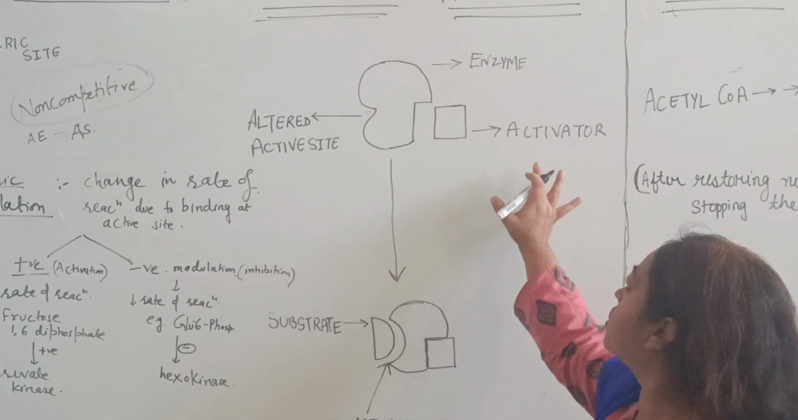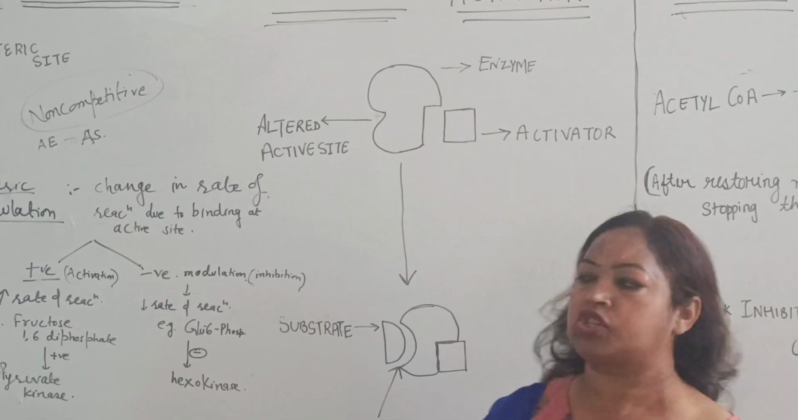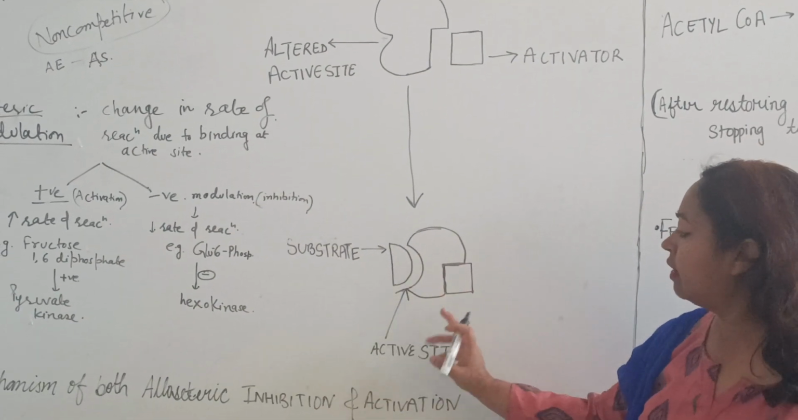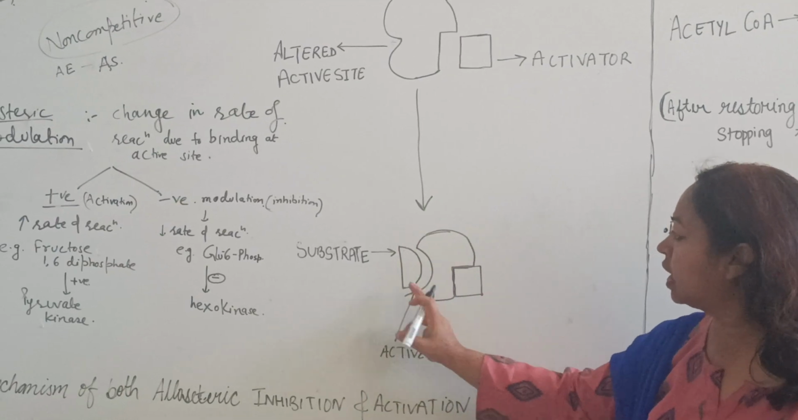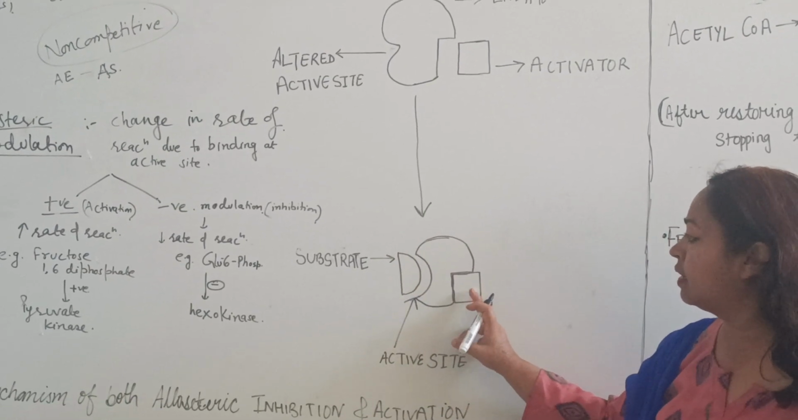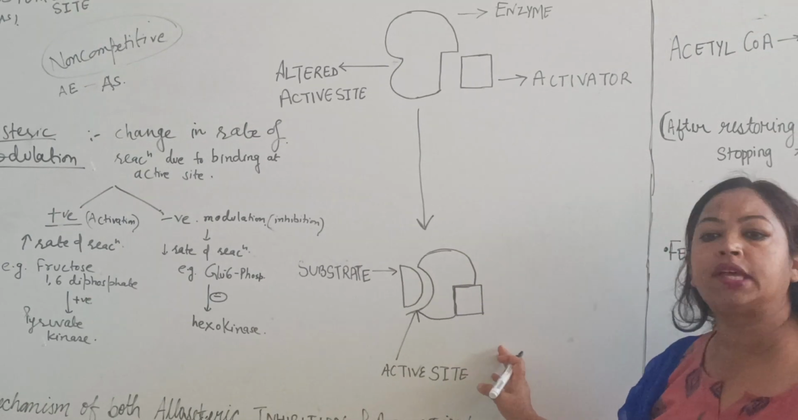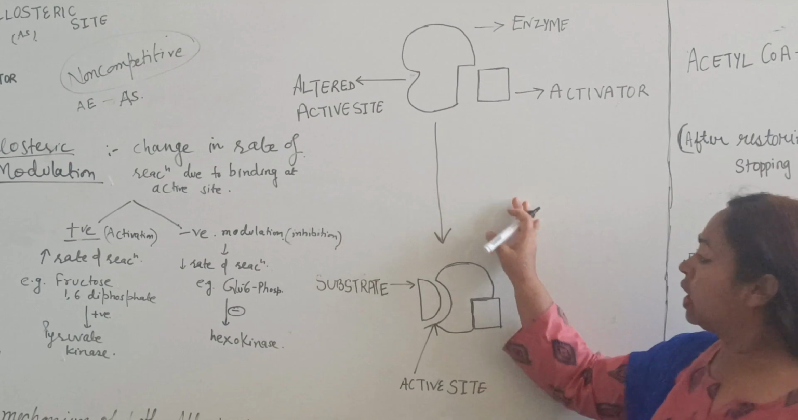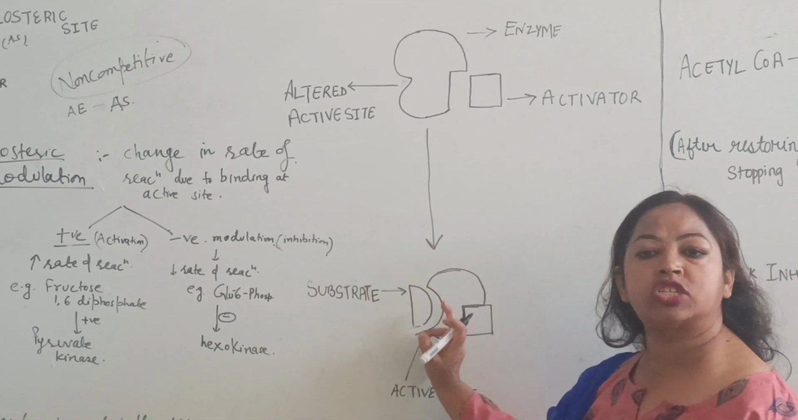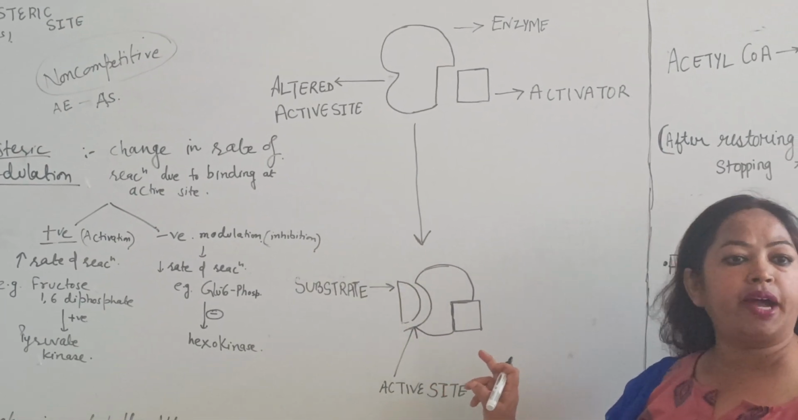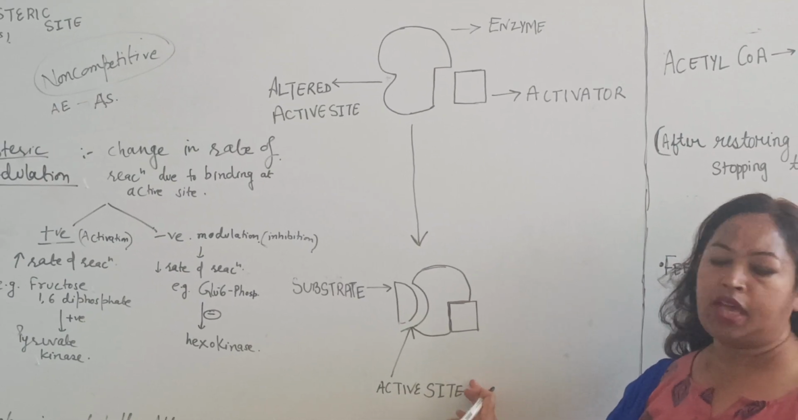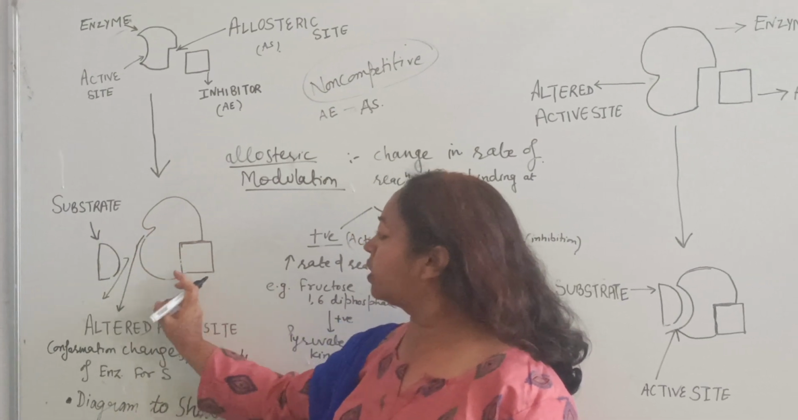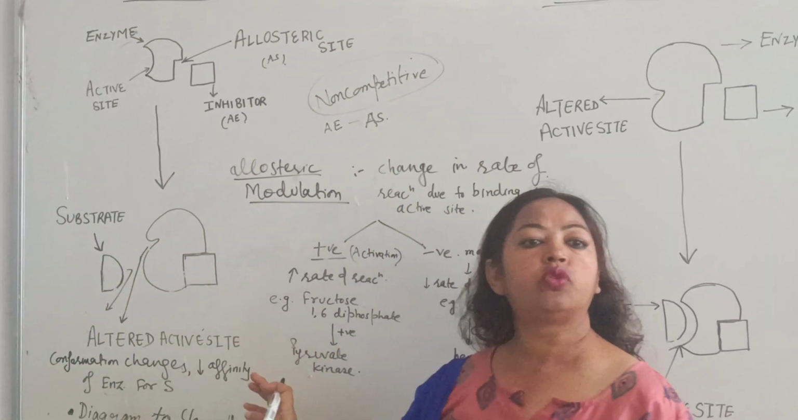Positive, because it will increase the rate of reaction. You can see here it is binding here and this is the active site, here the substrate is binding, this is the activator, and still they are forming the product. That means it is a positive modulator. There is no change in the shape of the active binding site of the enzyme. But in negative modulation, there is a change in the shape of the binding site, so there is no product formation.